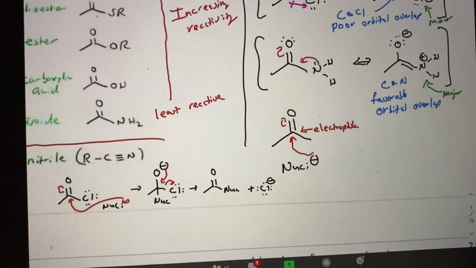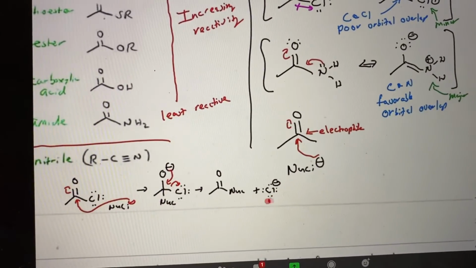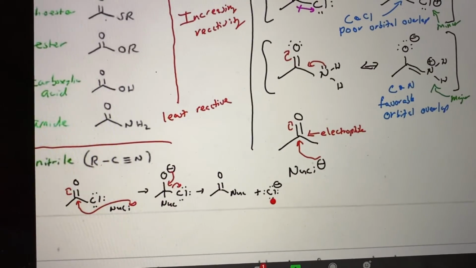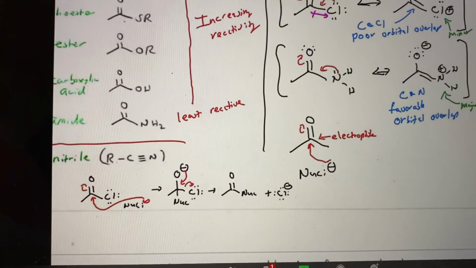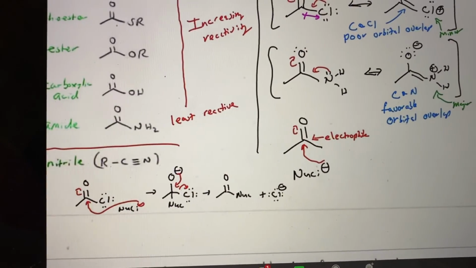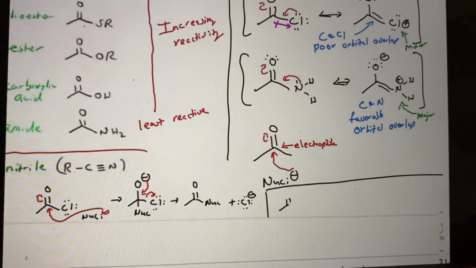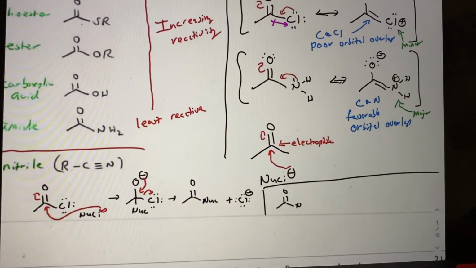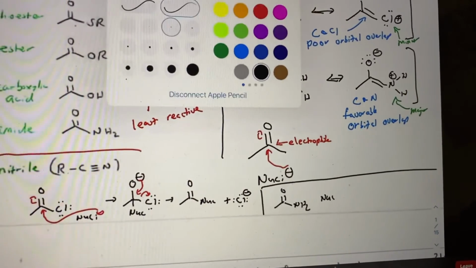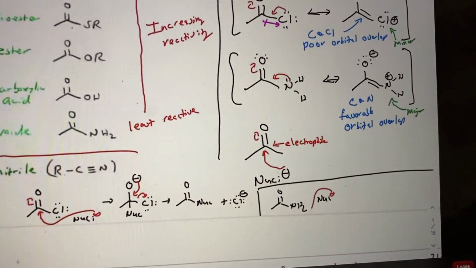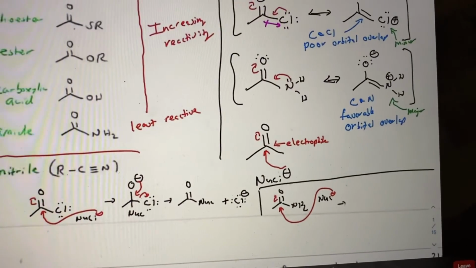And that's a good leaving group. It was a good leaving group for SN2 reactions. That's the conjugate base of HCl, a strong acid. So the chloride can really help stabilize that negative charge. That's why it's a good leaving group. Compare that to, if we can squeeze down one more thing here, our amide, our same generic nucleophile, which is going to attack to form a tetrahedral intermediate.